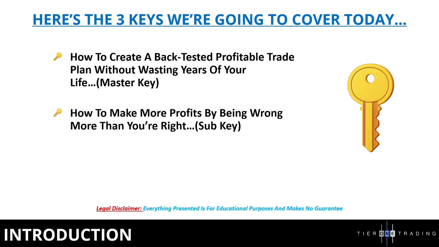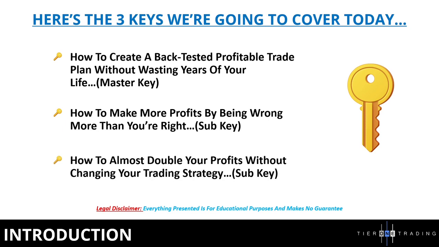The next one is how to make more profits by being wrong more than you're right. That's right, more profits by being wrong more than you're right, which is the sub-key of the master key. It's part of your process. And the third key that we're going to discuss is how to almost double your profits without changing your trading strategy. Another sub-key of the master key, which is your trading plan.